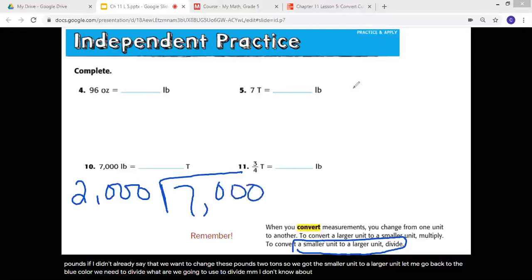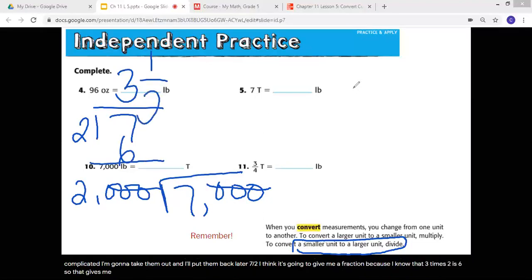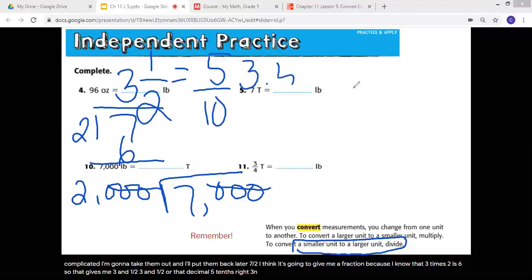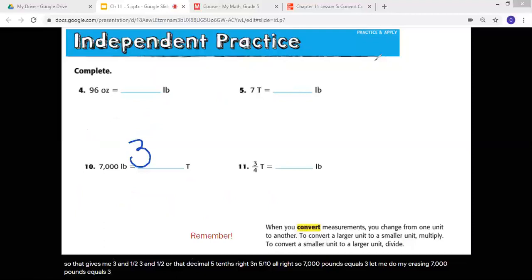Well, I don't know about you, but these zeros make the problem look more complicated. I'm going to take them out and I'll put them back later. 7 divided by 2, I think, is going to give me a fraction, because I know that 3 times 2 is 6. So that gives me 3 1/2, or that decimal 5/10, right? 3 and 5/10. All right, so 7,000 pounds equals 3. Let me do my erasing. 7,000 pounds equals 3.5 tons.